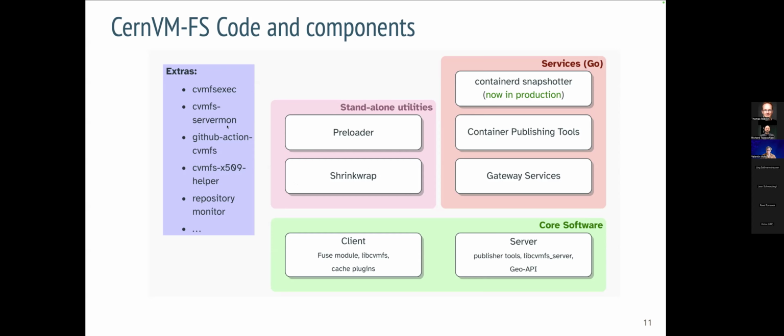There's monitoring tools for when you run a Stratum 1. We have an action for GitHub Actions, where it installs CVM-FS and you can use this in CI workflows. This actually is a bit deprecated. We don't really have authenticated access with X509 certificates anymore, so it's a little bit outdated. And there's different types of monitoring that we have as well.